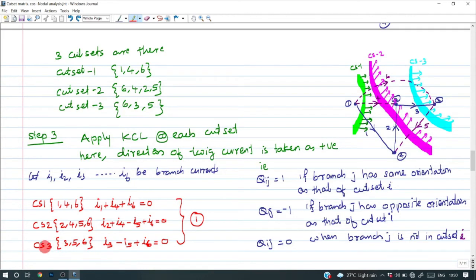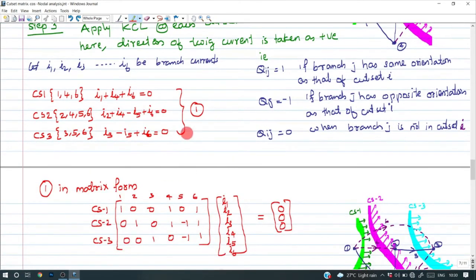So the KCL at cut set 3 is obtained as I3 minus I5 plus I6 is equal to 0. Let this be equation number 1. Now we can represent this equation number 1 in matrix form.